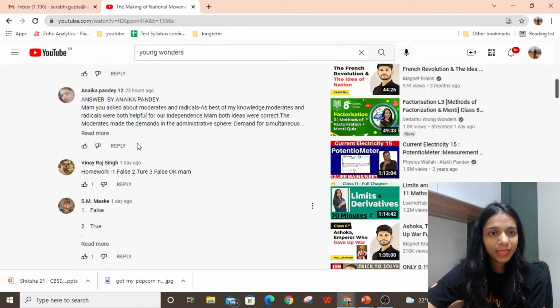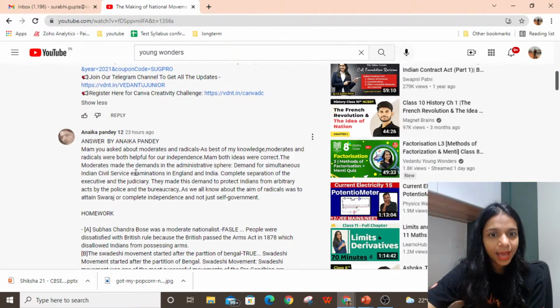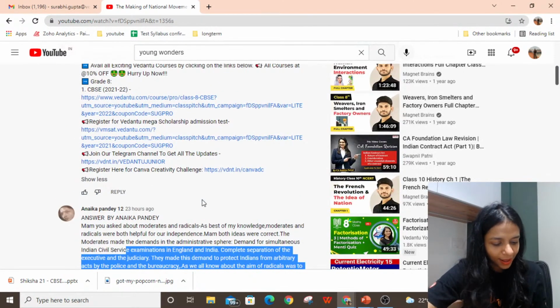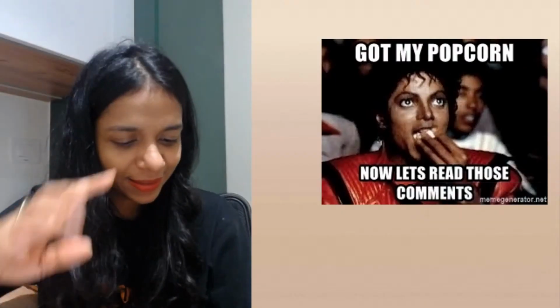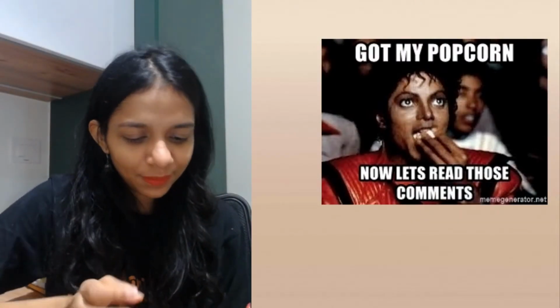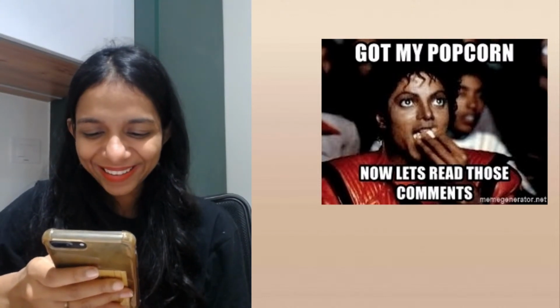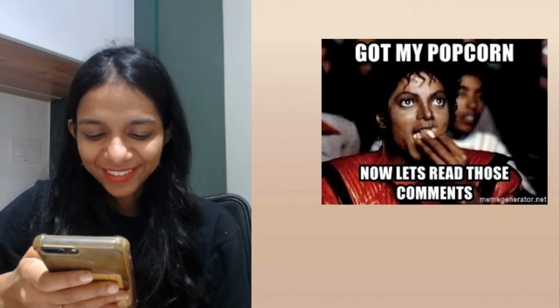Right. So I think the majority of the people said radicals. However, यहाँ पर अनाइका बोलती है कि moderates का भी काफी strong contribution था. So I think there's a lot of debate that we can do on this.